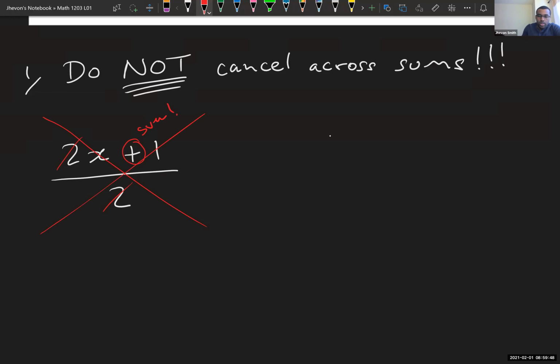A student would see this and go, oh, I canceled the 2, so I'm just left with x plus 1. But that is a no. It's not x plus 1, actually. You could write it as x plus a half. That would be correct. But that's not canceling across the sum. That's dividing the 2 into each part of the sum. So that's very important that you know.